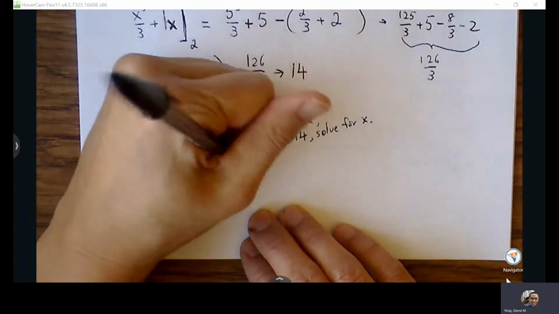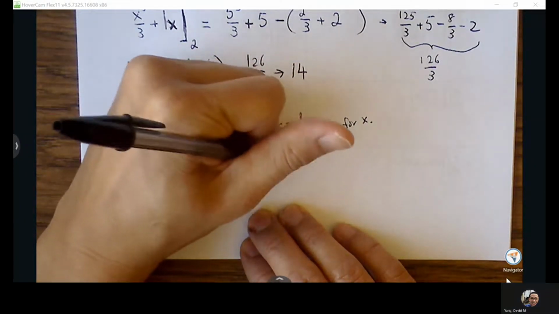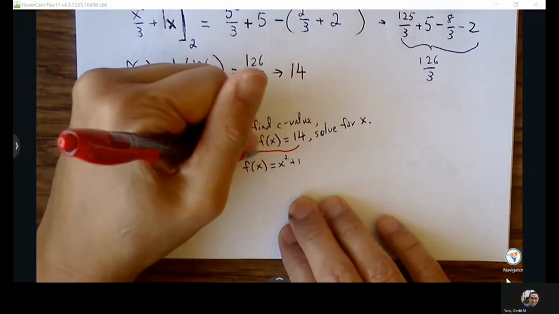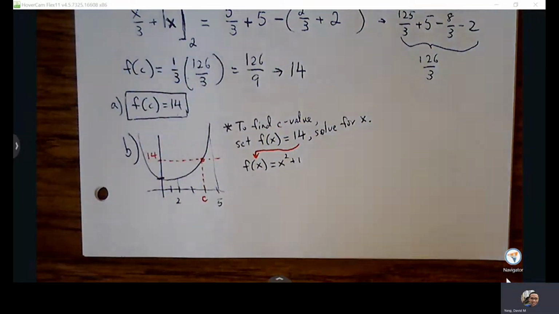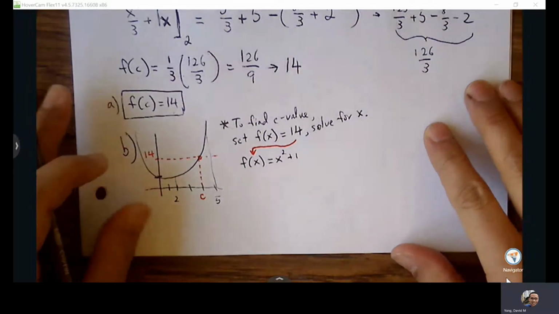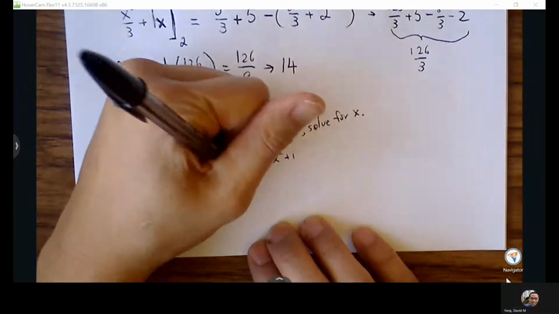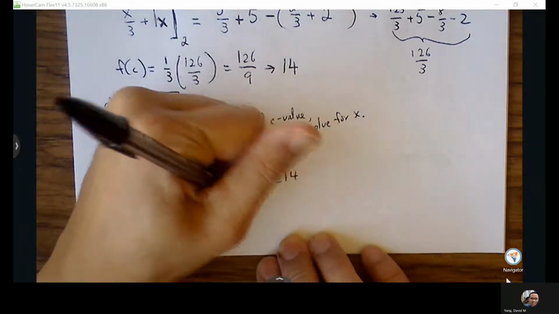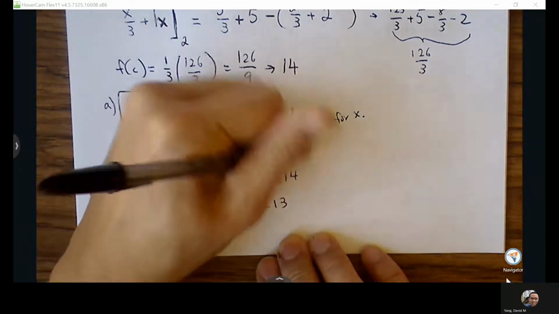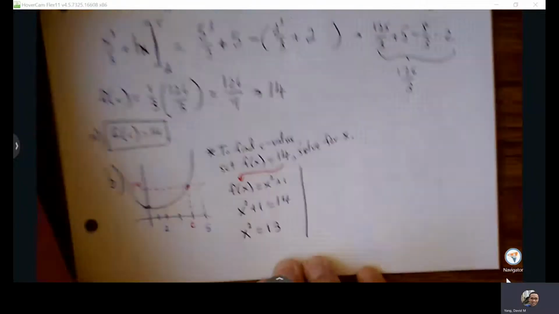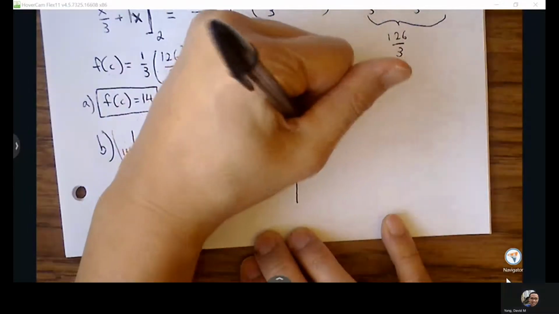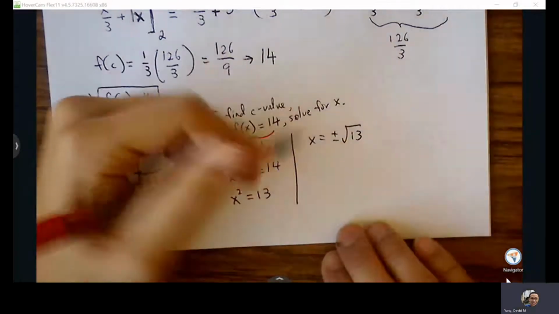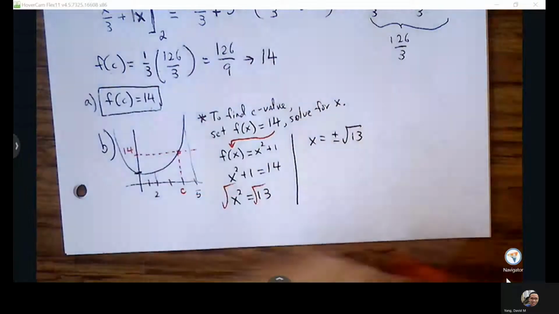Okay, so our function is x squared plus 1. It's going to take that 14, insert it. And basically, I'm just trying to find the x value. I have the y value, just want to find the x value. Okay, take the square roots. Plus or minus shows up.